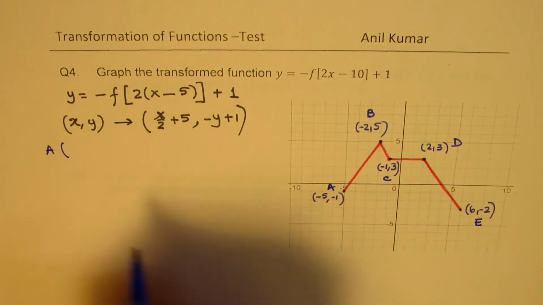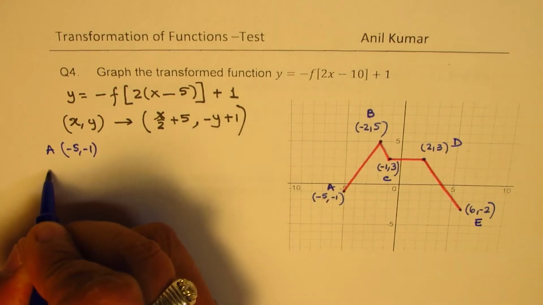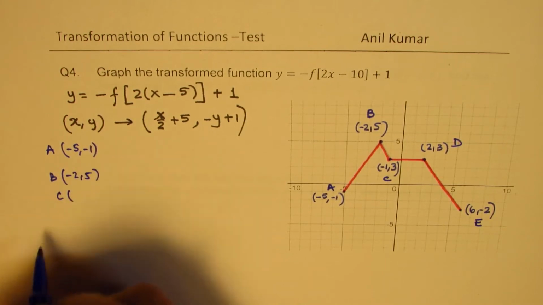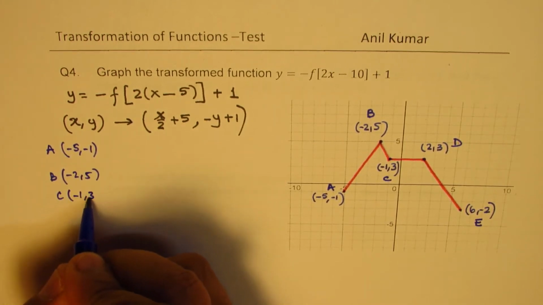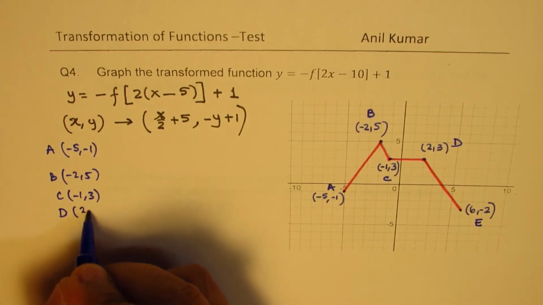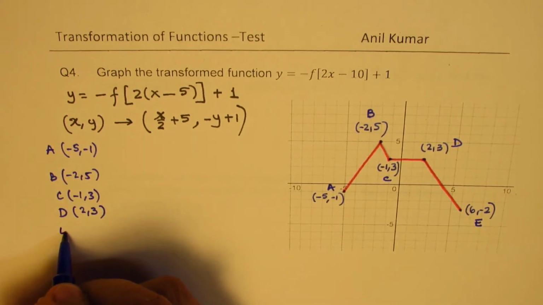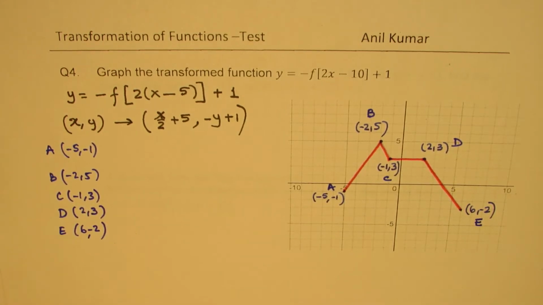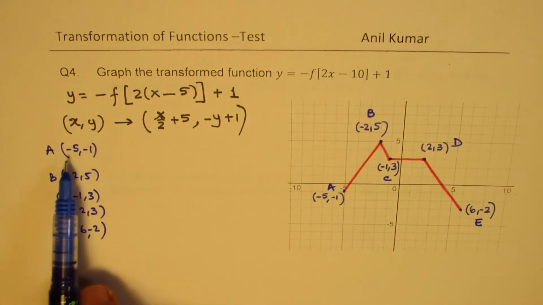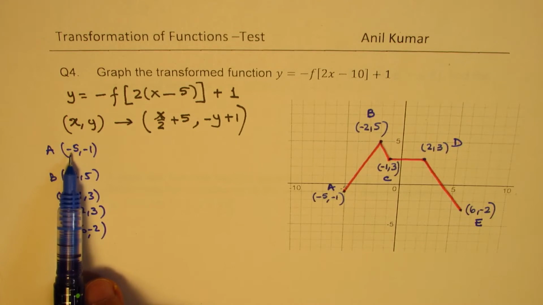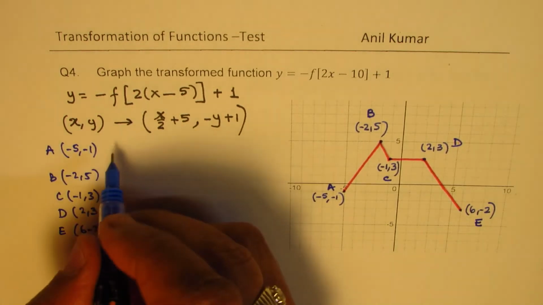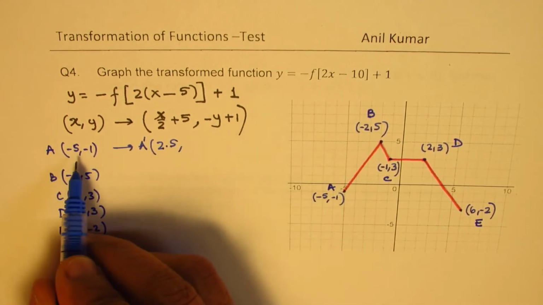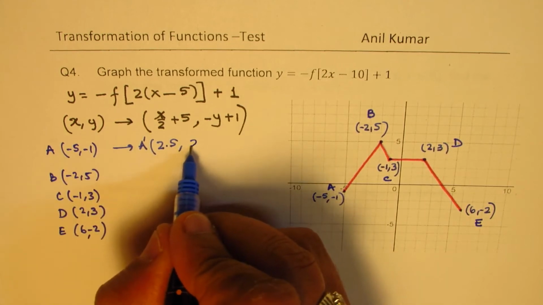A is what for us? A is minus 5, minus 1. B is minus 2, 5. C is minus 1, 3. D is 2, 3. And E is 6, minus 2. So these are the points. Let's see how their values will change. Half of this value is minus 2.5, and then when you add this, you get plus 2.5. So this changes to A dash, which will be 2.5. The y value will be negative this plus 1, that means 2.